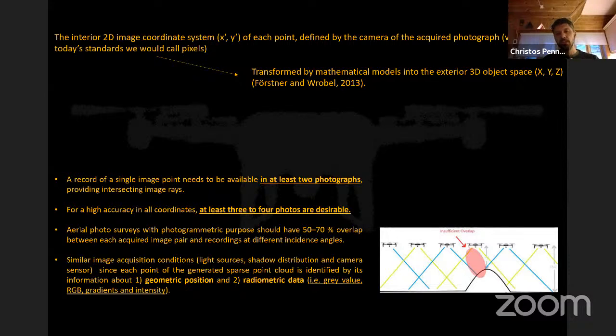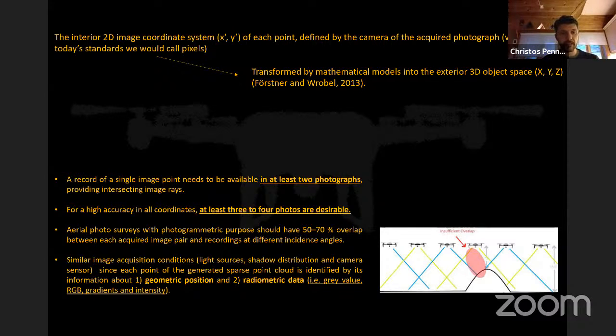So what is important to remember here is that in order to proceed with a photogrammetric analysis of our pictures, the points and objects that we need to analyze have to be visible in at least 2 photographs. If we need high accuracy, they should be visible in at least 3 or 4 photographs.